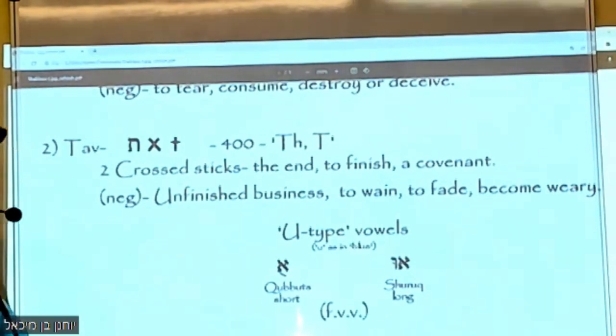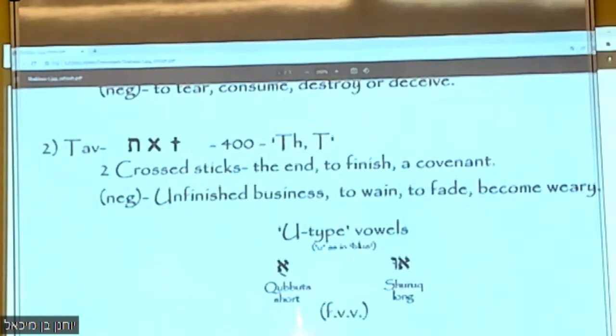Okay? So what is the symbol here? It symbolizes two cross sticks. Right? It symbolizes the end of something. It's at the end of the Aleph Beit, right? It's the end. So it symbolizes the end of something. It symbolizes finishing. Like Shaul said, I have finished my course, right?